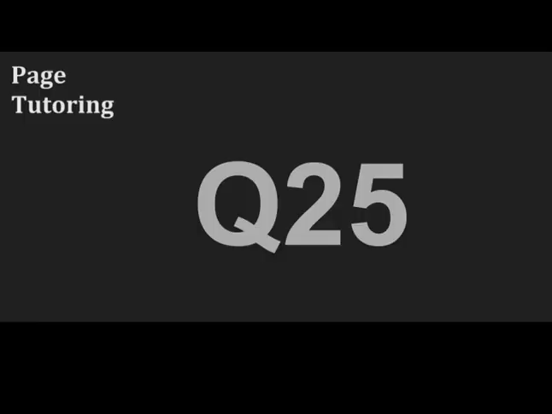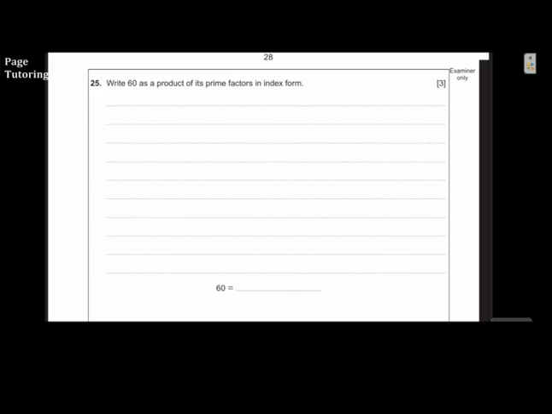Question 25. Now this one's a little bit wordy. So it says write 60 as a product of its prime factors in index form. That is a lot of words, but we're going to take this one thing at a time. So let's write 60 as a product of its factors. Let's just find its factors first, and then we'll figure out what the prime factors are afterwards.